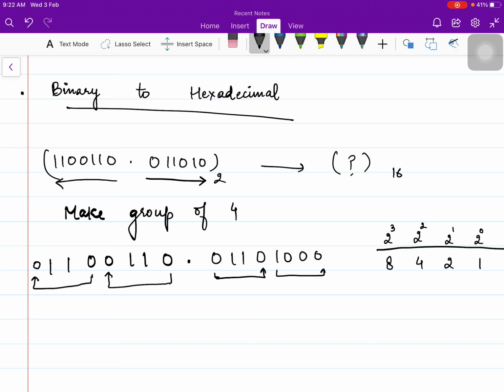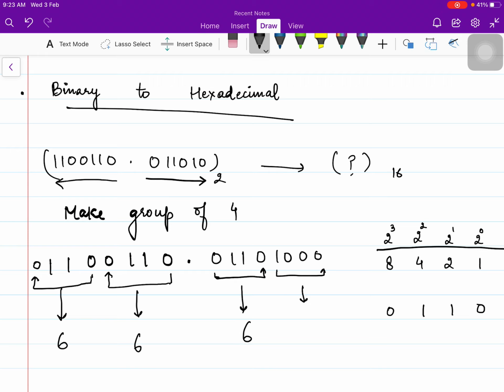Okay. So now this number, what does this represent? Where I have put the arrow. Put this group under this set 8, 4, 2, 1. So if I put this set under 8, 4, 2, 1 like this, the ones are placed under 4 and 2. So 4 plus 2, that is 6. So this represents 6. Again this is the same combination, so this also represents 6. This also represents 6.